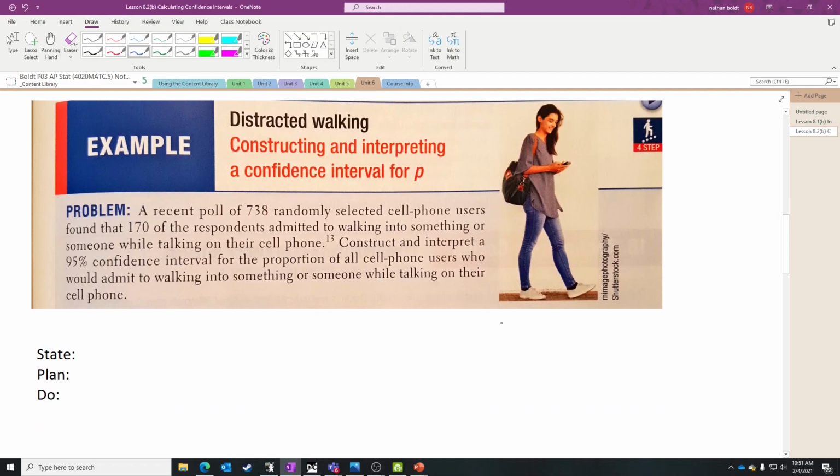All right, so you've done most of this problem already. If you watched the video, this is familiar to you. A recent poll of 738 randomly selected cell phone users found that 170 admitted to walking into something or someone while talking on their cell phone.